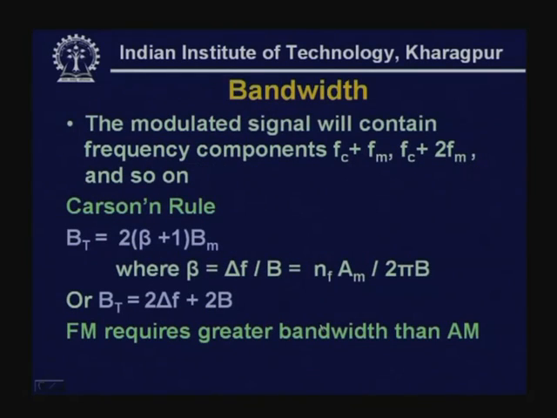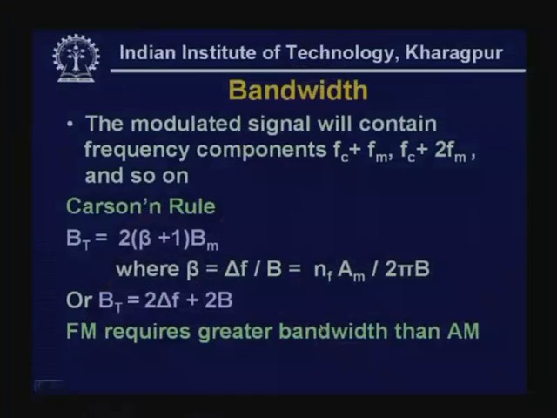Now you may be asking, what is the bandwidth of this modulated signal? In the last lecture we have seen for amplitude modulation, whenever we modulate by using a sinusoidal wave, the bandwidth is equal to twice the bandwidth of the modulating signal, however the amplitude varies. And let us see what happens in this case.